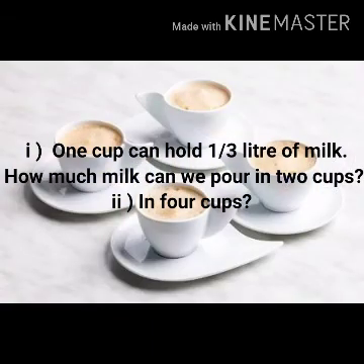Next is in 4 cups. 1 cup has the capacity of 1 by 3 liter of milk. So we want to find it for 4 cups. So we just multiply 4 into 1 by 3. Then we will get the answer as 4 by 3.